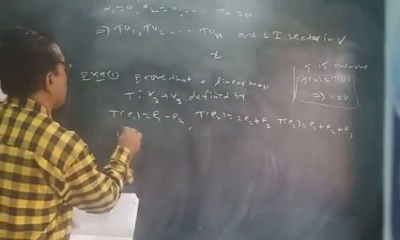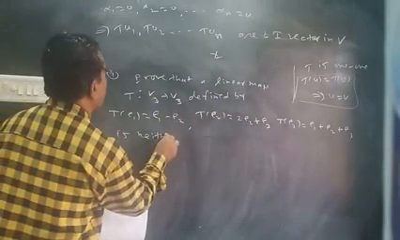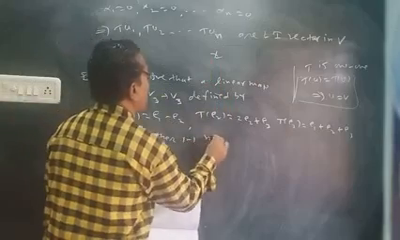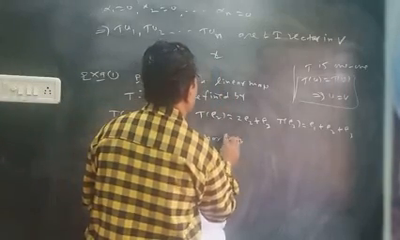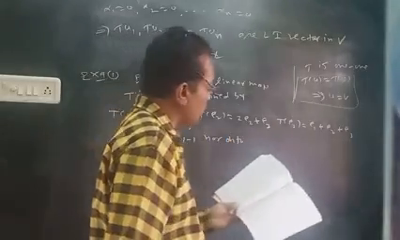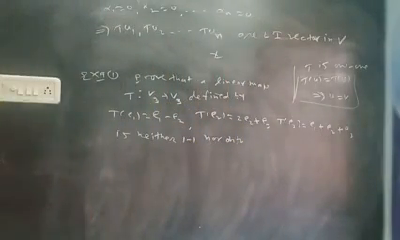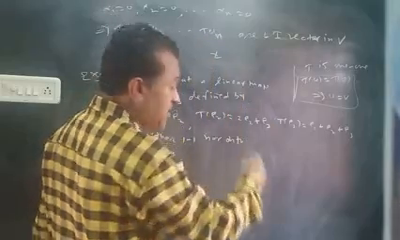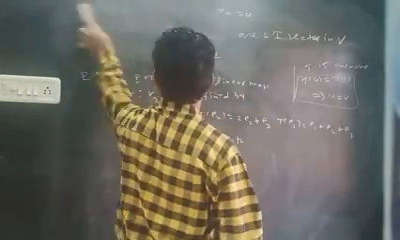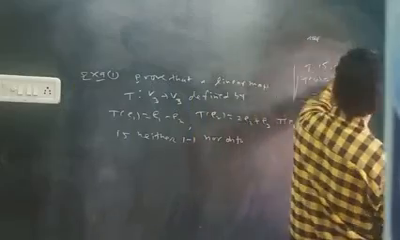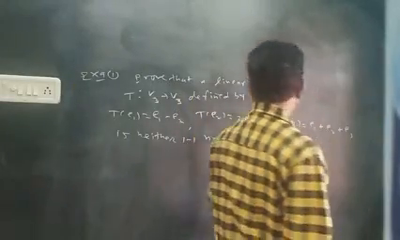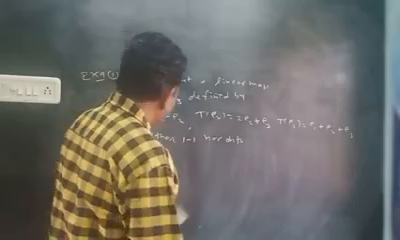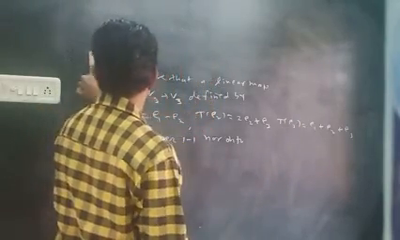Now T is neither 1-1 nor onto, both. So when 1-1, by the previous theorem, the null space of T equals 0, and onto means the range R(T) is completely equal to V.